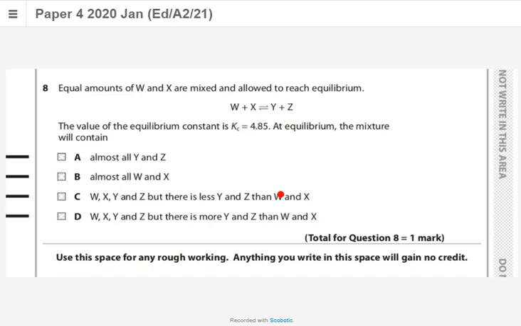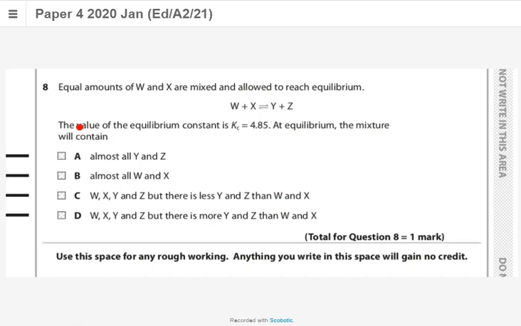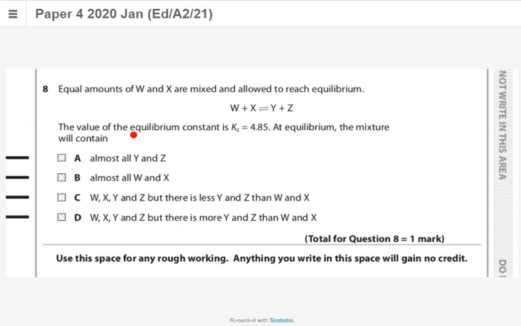Question 8. Equal amounts of W and X are mixed and allowed to reach equilibrium. Equal amounts. The value of the equilibrium constant Kc is given. At equilibrium, the mixture will contain... Now see, Kc is this.